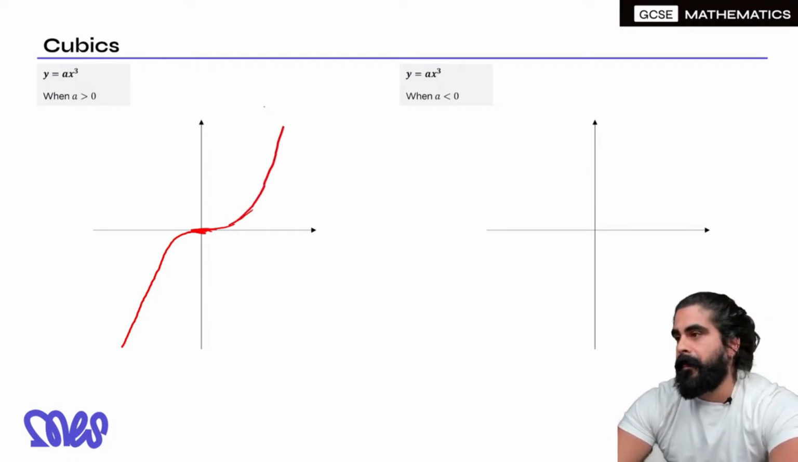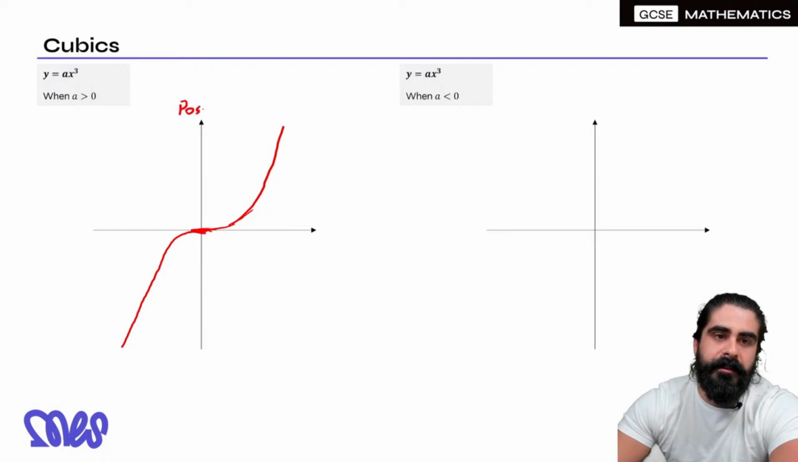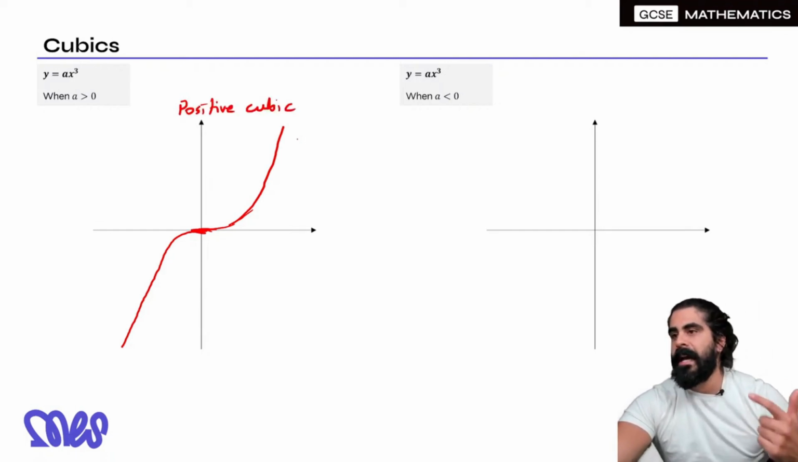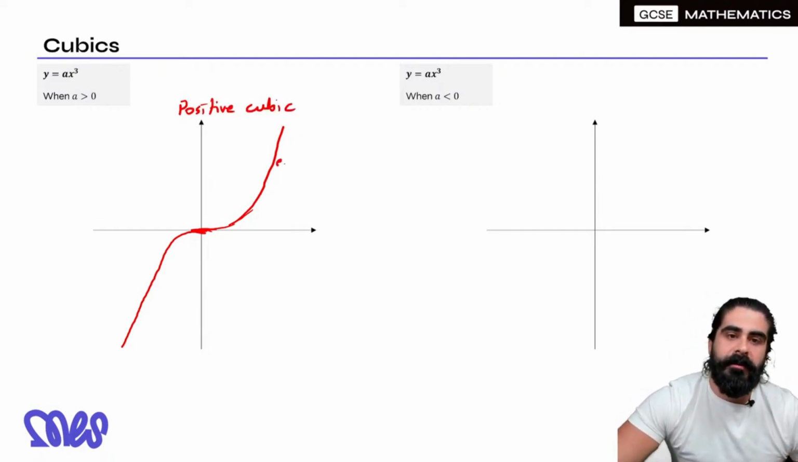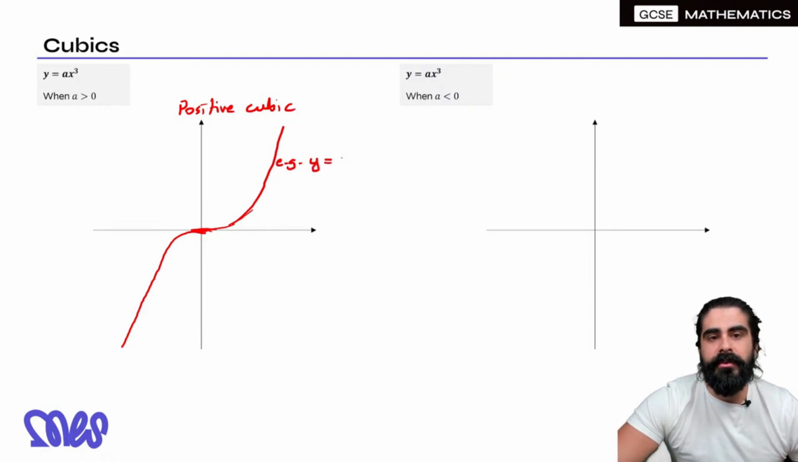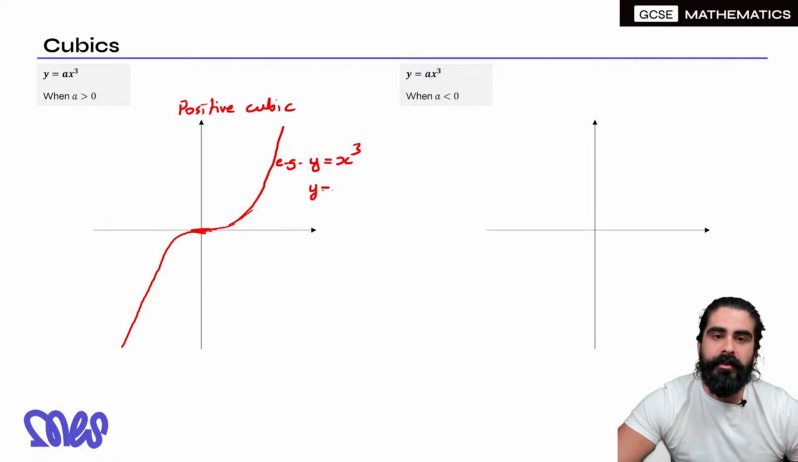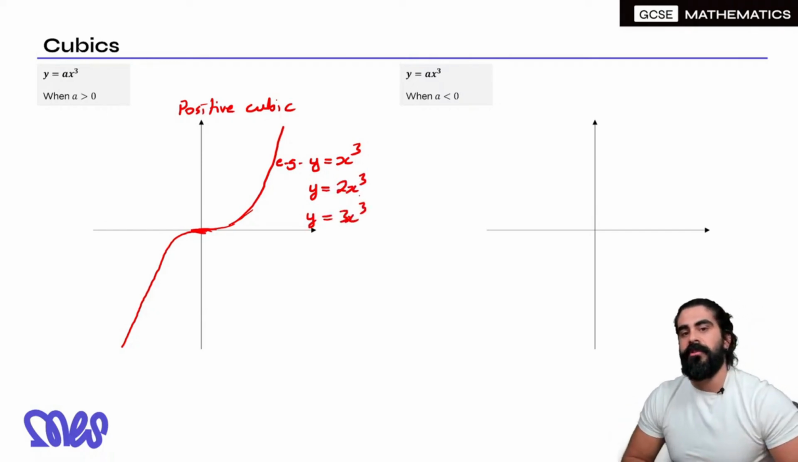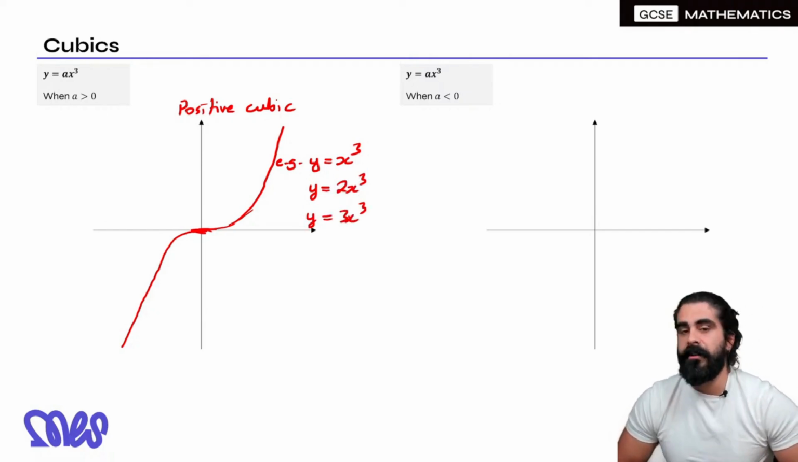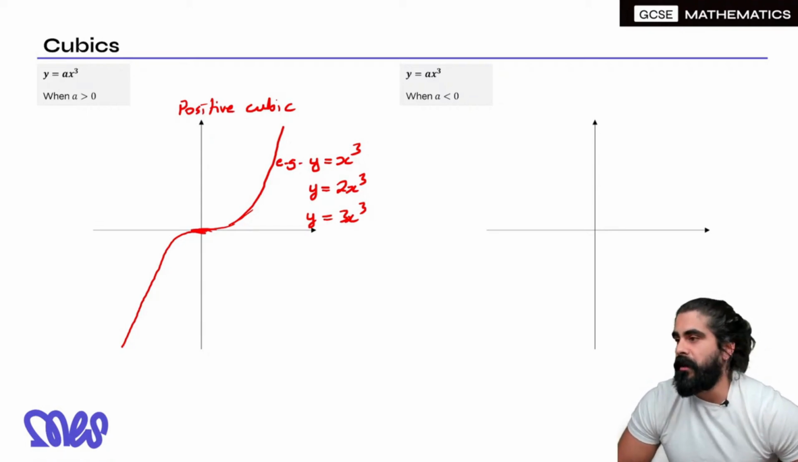This is a positive cubic, when the a value is positive. Examples: y equals x cubed would look like this. Y equals 2x cubed. Y equals 3x cubed. As long as the coefficient of x cubed is positive, that is what the cubic would look like.